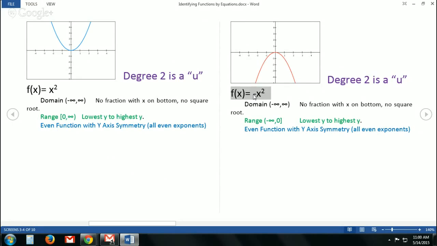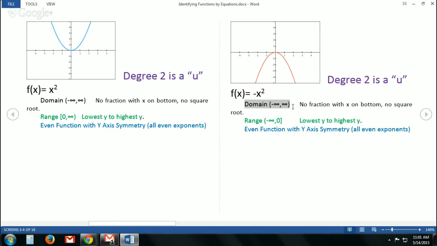This time, the negative flips the picture across the x-axis. That is called a reflection. And so now our U is turned over, pointed down. It's still got that U shape because it has a degree of 2. When you look at this equation, is there a fraction or a square root? There's not. So our domain is again from negative infinity to positive infinity.